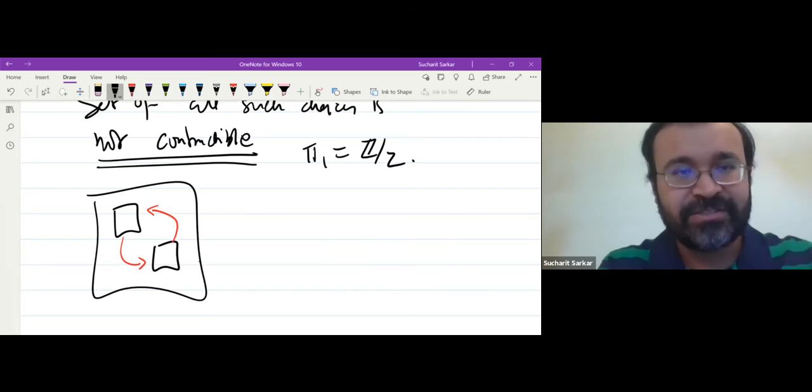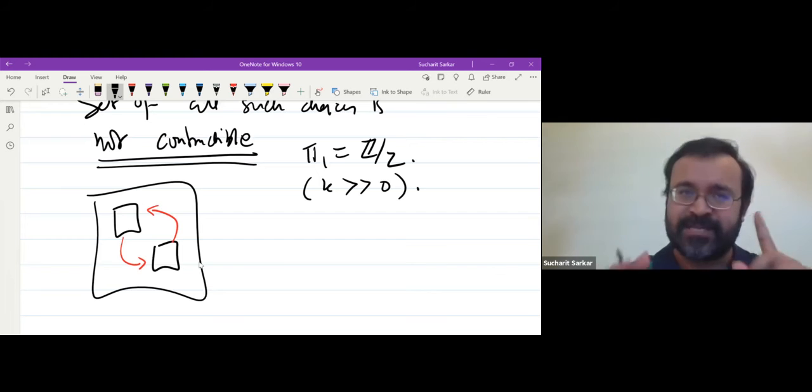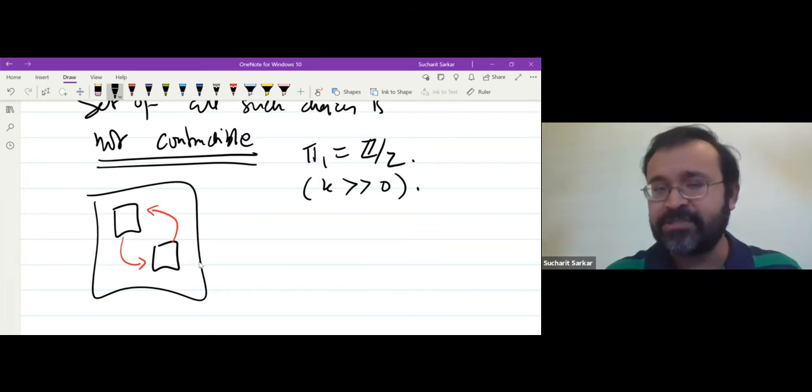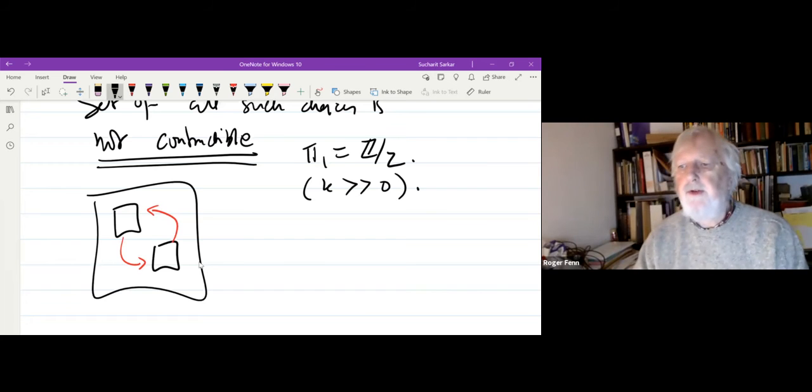So if k is large, it's just going to be that Z mod 2, nothing else, just that one single Z mod 2. But it is not contractible. Sorry to interrupt, but is this construction the same as squeezing an equator to a point?